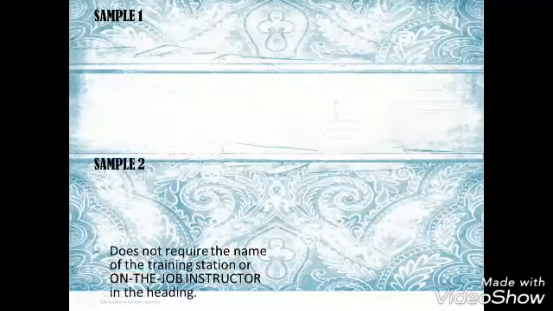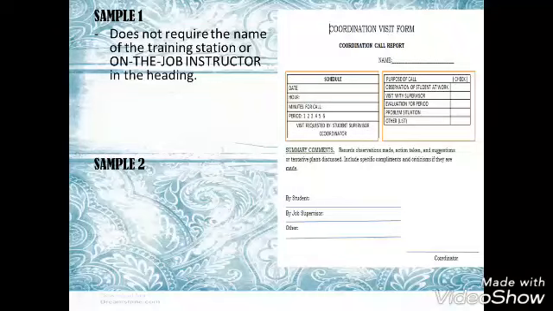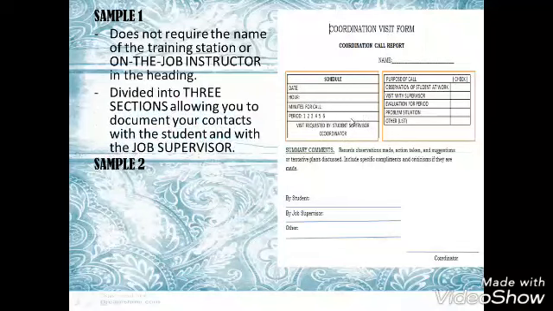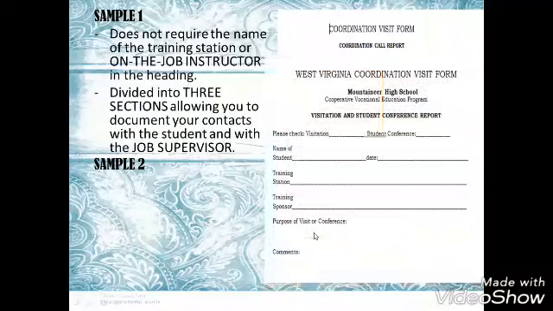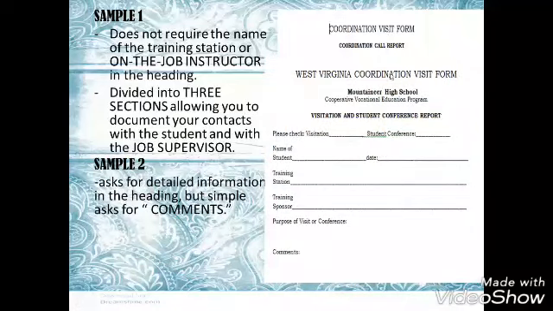Note that sample 1 does not require the name of the training station or on-the-job instructor in the heading. However, sample 1 is divided into 3 sections, allowing you to document your contacts with the student and with the job supervisor or on-the-job instructor, and to add other additional comments. Sample 2 asks for detailed information in the heading, but then simply asks for comments.